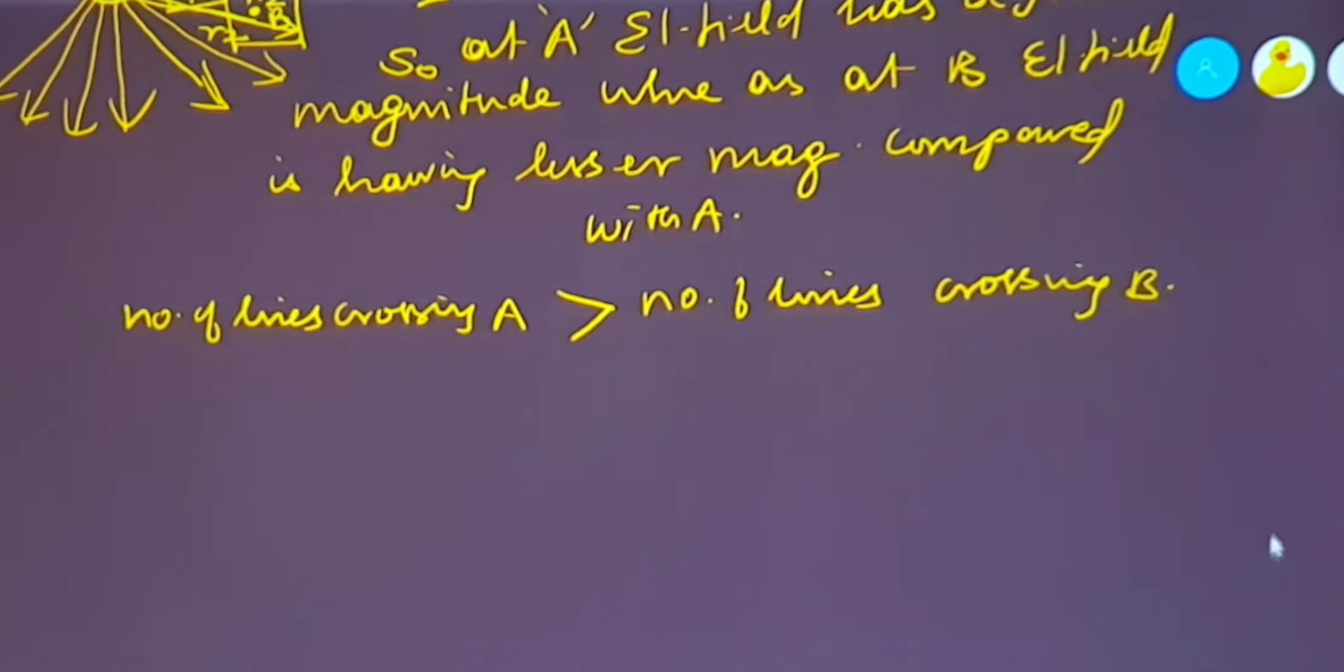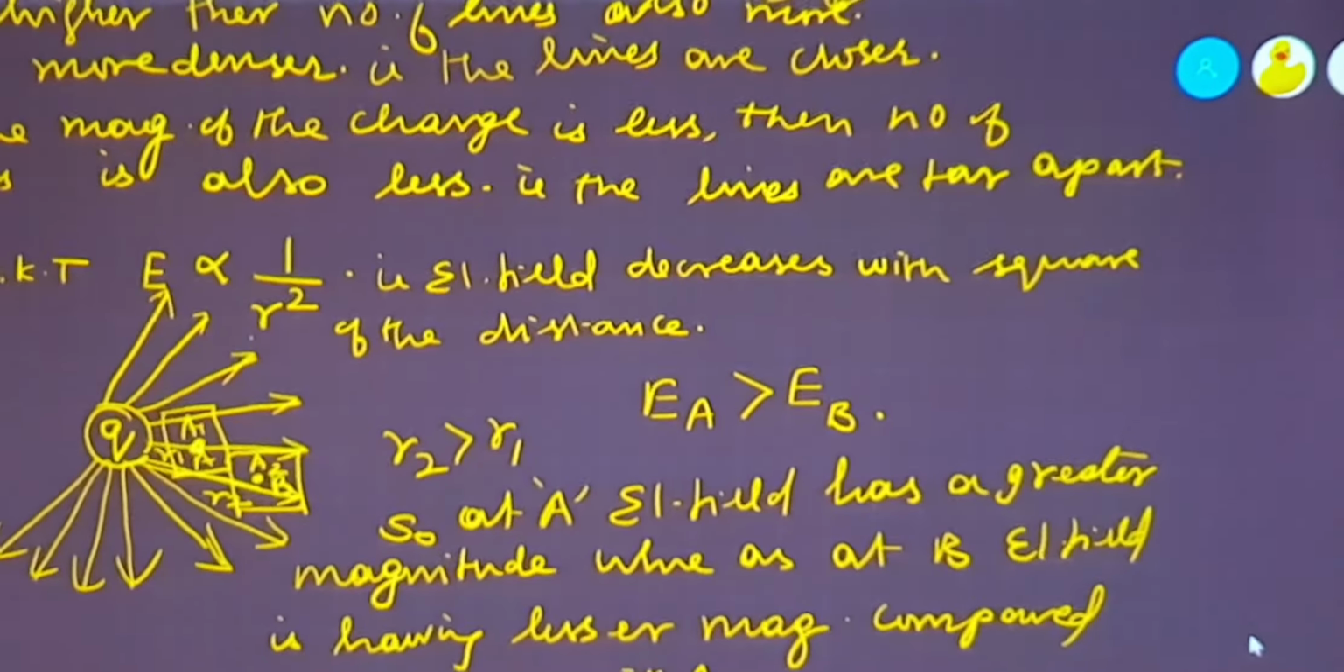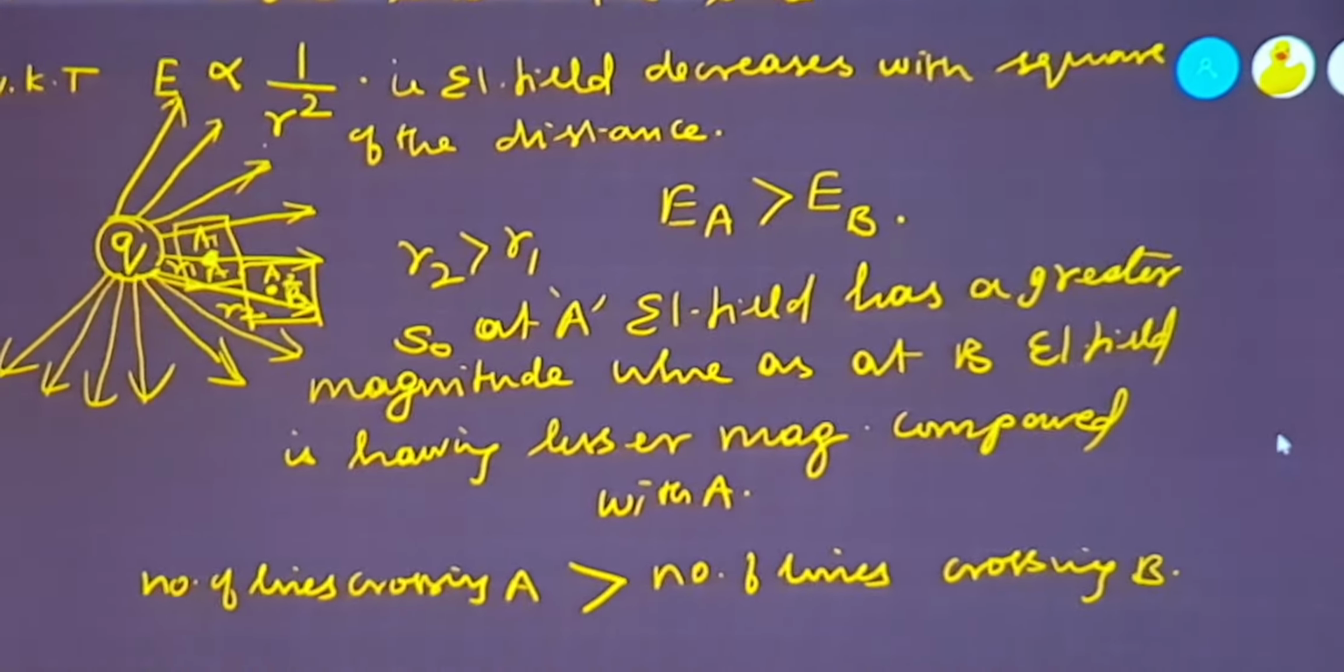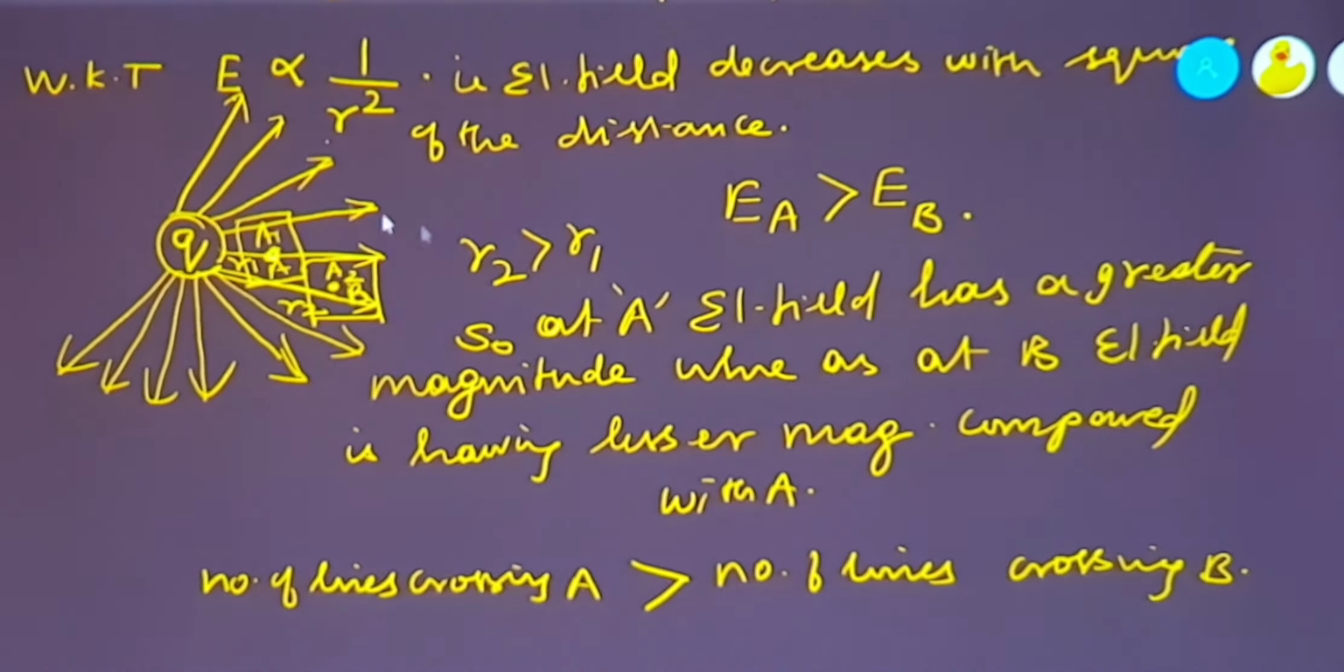Again, recall what you have studied here. The fourth point is, we know that the electrical field is inversely proportional to the square of the distance. That is, the electrical field goes on decreasing as the square of the distance increases. So, if you consider two distances R2 and R1, with R2 greater than R1, then EA, the electrical field at A, is greater than the electrical field at B.